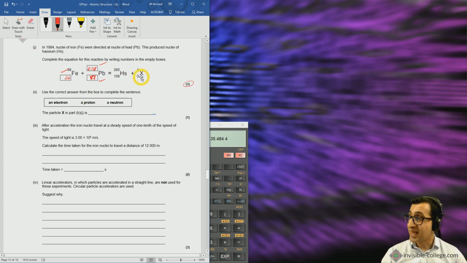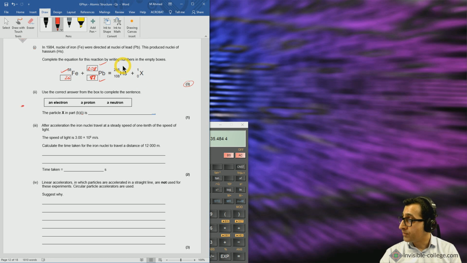If it was an electron, again, going back to the notation that you saw before, the electron is represented like this. It's equivalent to minus 1 proton. And so it can't be an electron. It must be a neutron. So, correct answer here is a neutron.